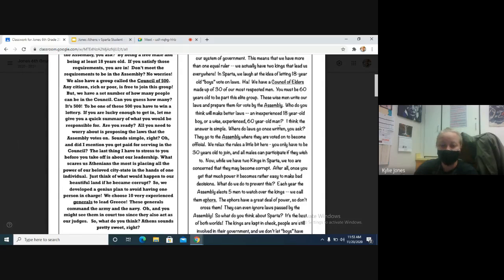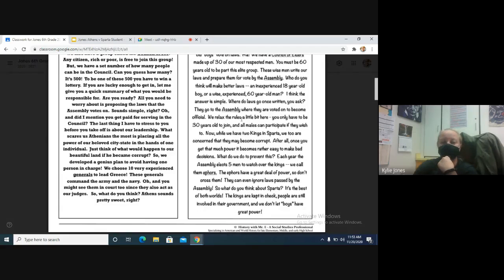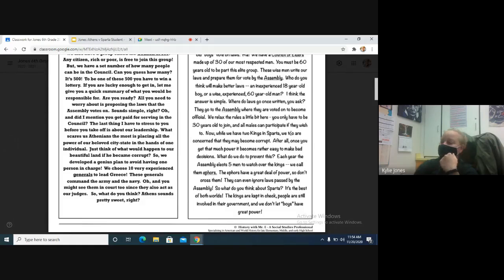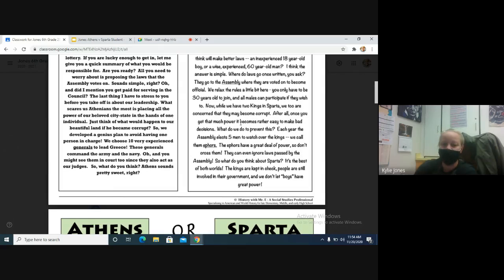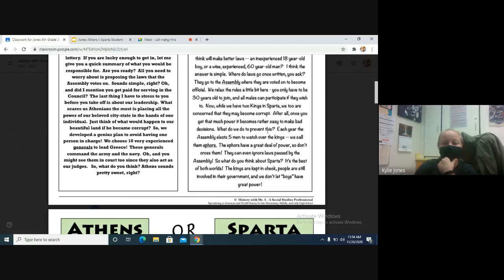Where do laws go once they're written, you ask? Well, they go to the assembly where they are voted on to become official. We relax the rules a little bit here. You only have to be 30 years old to join the assembly, and all males can participate if they wish to. Now, while we have two kings in Sparta, we too are concerned that they may become corrupt. After all, once you get that much power, it becomes rather easy to make bad decisions. What do we do to prevent this?